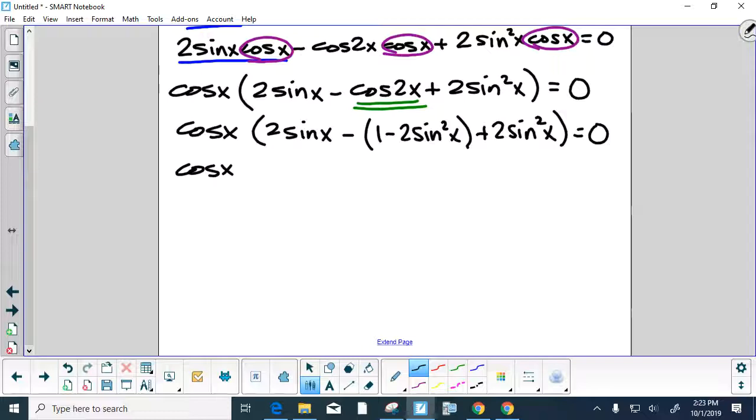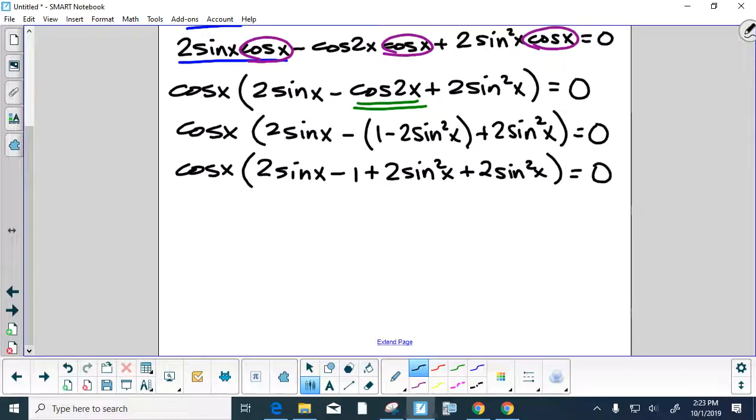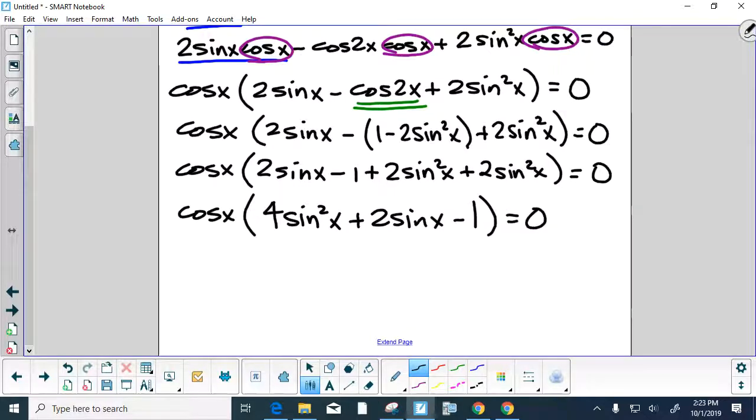Cosine x down here, let's simplify the inside here. This is 2 sine x minus 1 plus 2 sine squared x plus 2 sine squared x, which gives us 4 sine squared x, right? Okay, so we get cosine x. Now let's put it in order. Which is the highest exponent? The sine squared. So I'm going to go 2 and 2 is 4 sine squared x plus 2 sine x minus 1 equals 0.